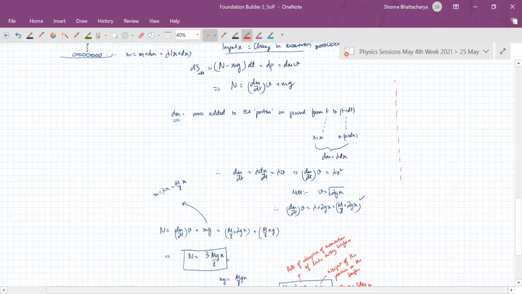So the answer is here itself, 3 mgx by L. This is the contact force as a function of x. This type of question comes for JEE Advanced. Yeah, it's more for JEE Advanced compared to JEE Mains. In JEE Mains, the variable mass type of question will be the direct standard application formula type question, like you have for the rocket propulsion system we discussed last time.